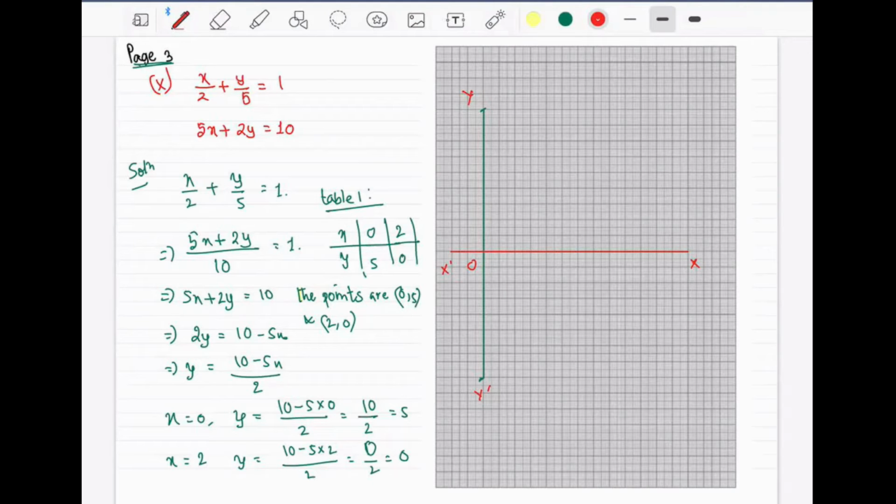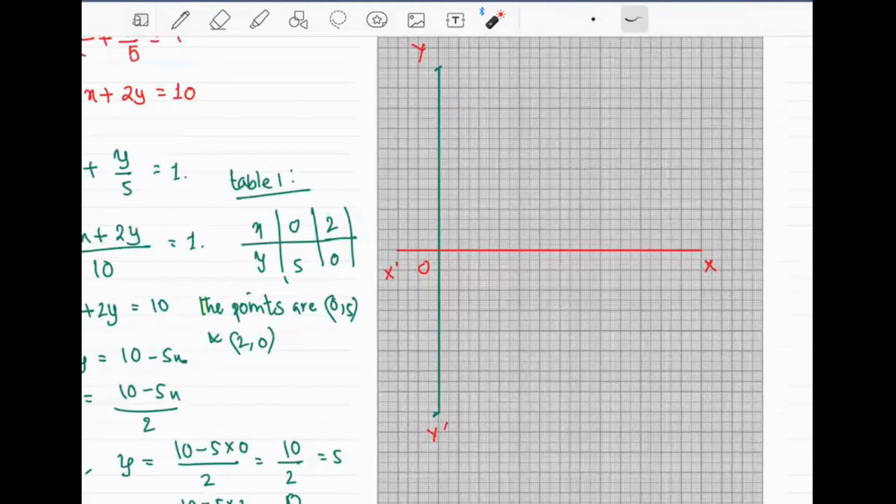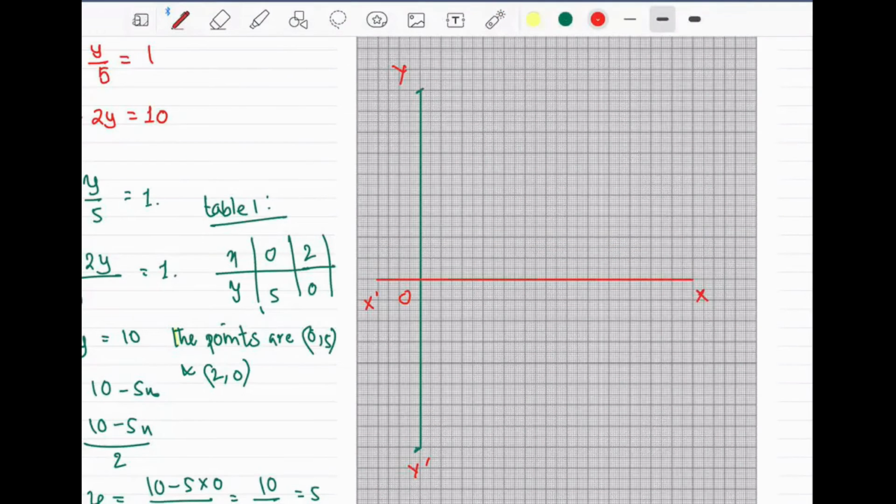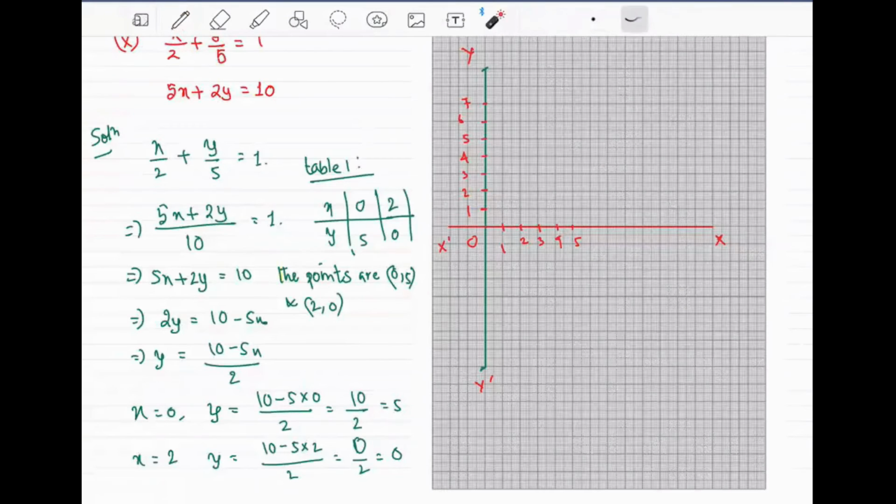Now, what are the values of x? It's 0 into very small, right? What about y? Y is 5, 0. So let's plot the values of y. This is 1, this is 2, this is 3, this is 4, 5. Let's take 2 more, okay, 7. What about the value of x? 1 here, 2 here, 3 here, 4 here, 5. Okay, you can take more if you want, no issue. Now, what are the points that we need to plot? It's (0, 5) and (2, 0).